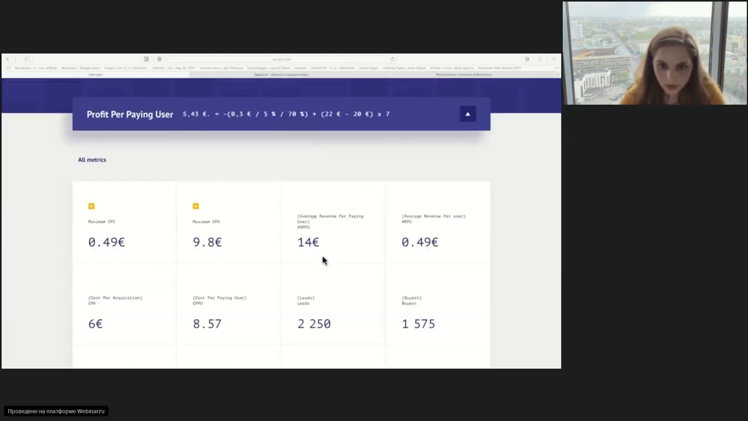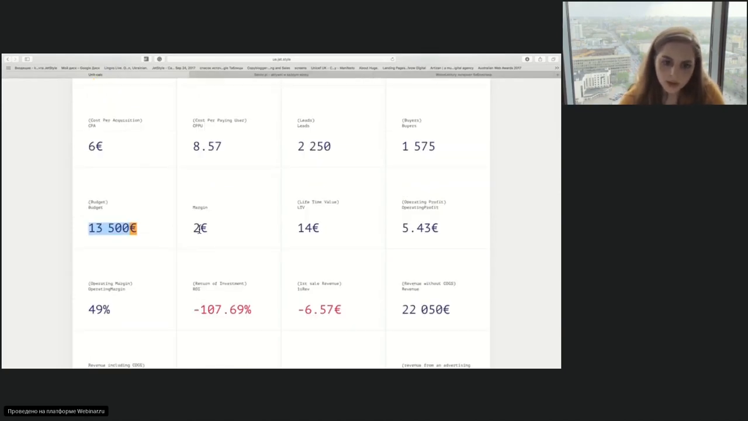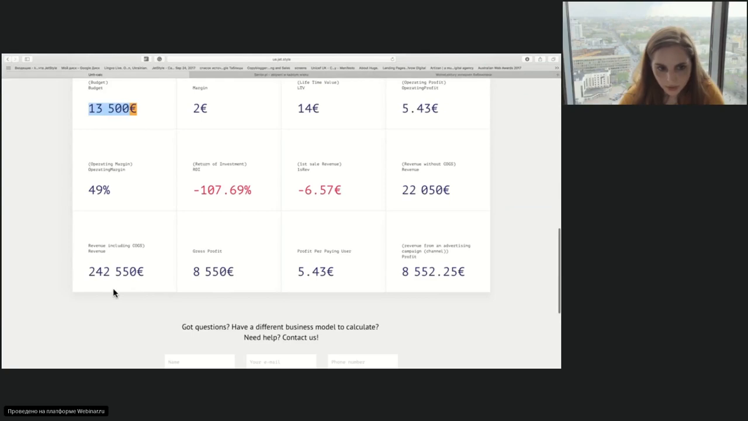So what else do we have here? For example, we can see the budget. This budget is calculated for the lifetime to attract all the 45,000 visitors to our site. We also can see the margin, the lifetime value from the customers, and we see the revenue, including the cost of goods, gross profit, and so on. So we have a lot of numbers here.